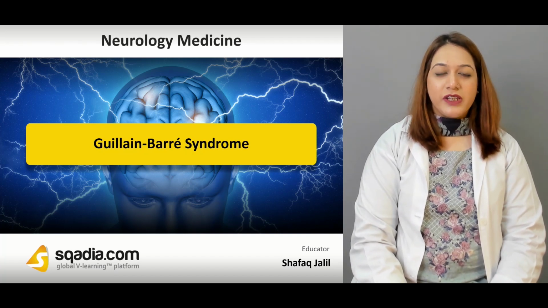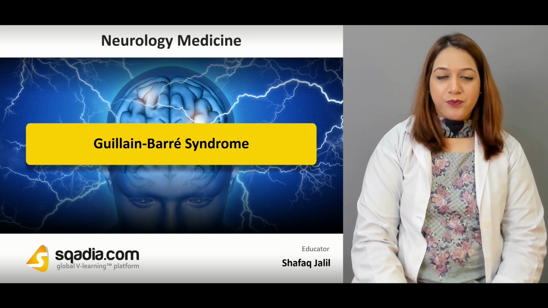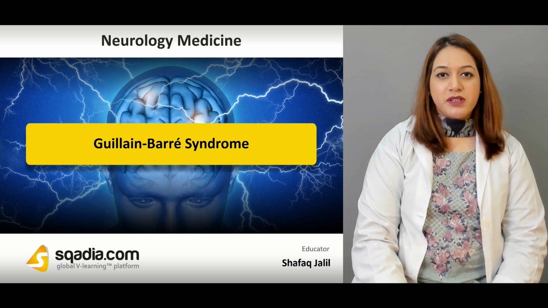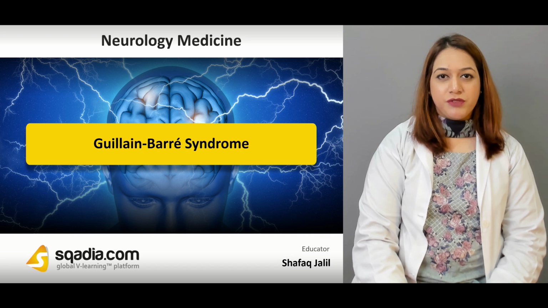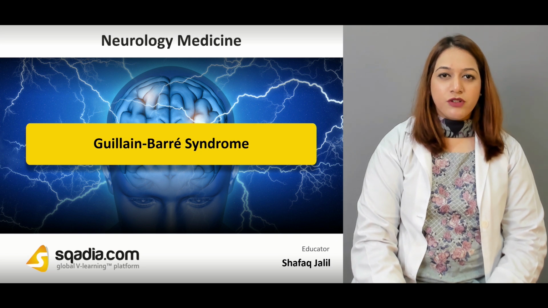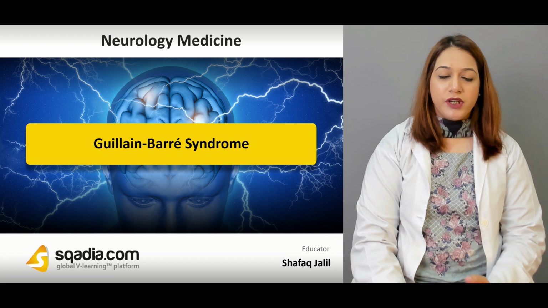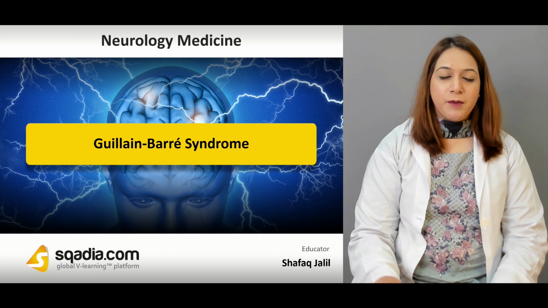I am Dr. Shafaq Jali and today we are going to talk about Guillain-Barré Syndrome. GB syndrome is basically a rapid onset muscle weakness that is caused by the immune system damaging the peripheral nervous system. Initial symptoms are typically changes in sensation or pain along with muscle weakness. It begins in the hands and feet and spreads to the upper body and arms bilaterally. These symptoms develop over hours to a few weeks.